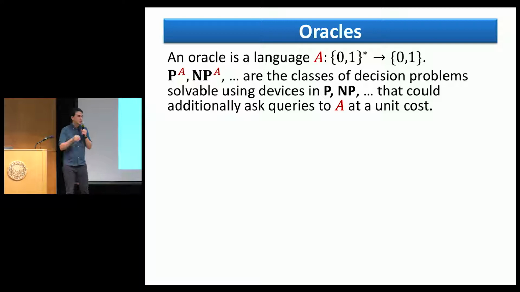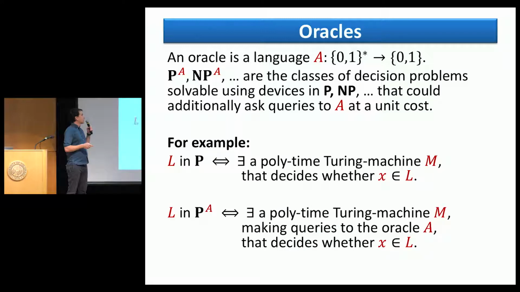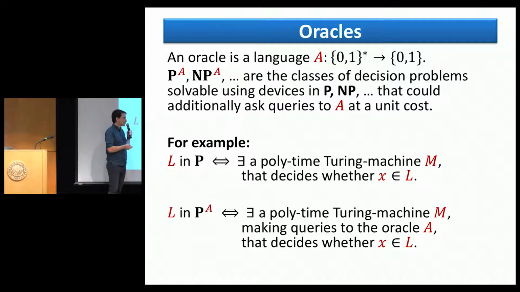What does it mean? It means that you do the same kind of computation as before, but you have an additional resource, which is this oracle. You can ask this oracle questions, and it can help you sometimes. For example, we said that a language is in P if there exists some Turing machine that runs in polynomial time that can decide whether or not a string is in the language. And the language is in P to the A if the same thing holds, but this Turing machine also has access to an oracle A. It can write a question to the oracle and get the answer within the next time step.